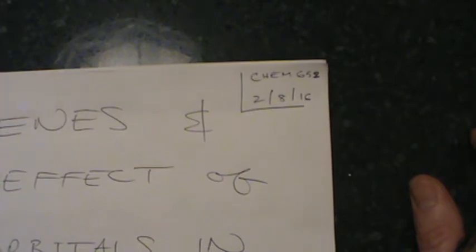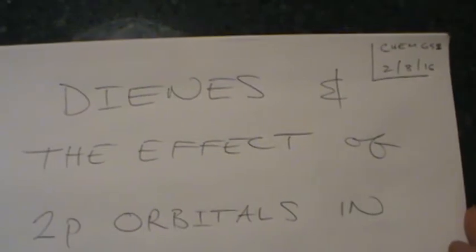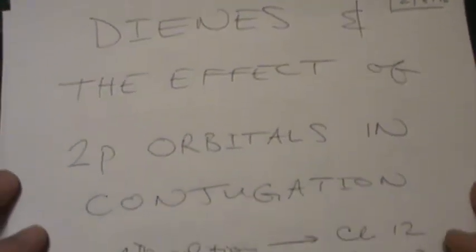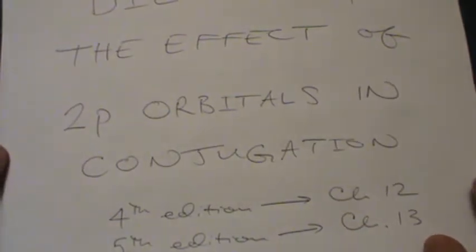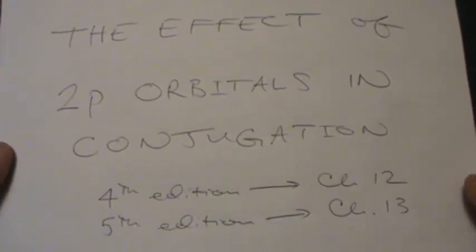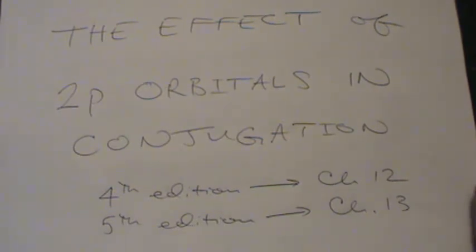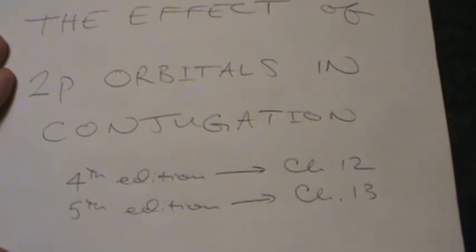This is the video lecture that replaces the lecture I would have given in person on Monday, February 8th. And what we're going to be discussing today are dienes and the effects of 2p orbitals in conjugation. This is a continuation of the discussion we've been having. Once again, if you're using the 4th edition of our book, we're talking about Chapter 12. If you're using the 5th edition, we're talking about Chapter 13.